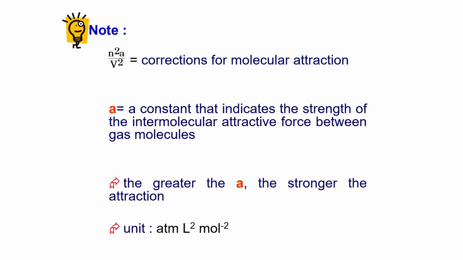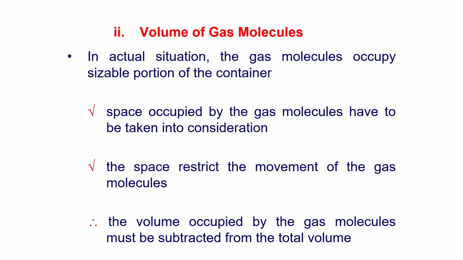And then note that n squared a over V squared dia merupakan correcting for molecular attraction, di mana a adalah constant that indicates the strength of the intermolecular attractive force between the gas molecules. The greater the a, the stronger the attraction. And unit for a is atm liter squared per mole squared.